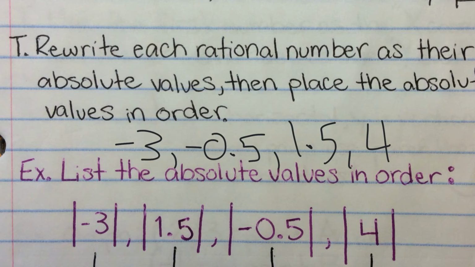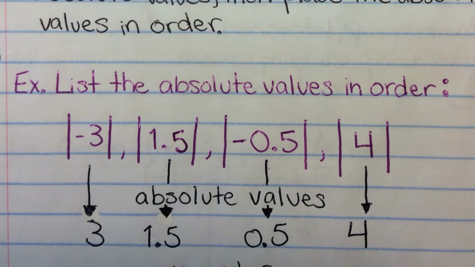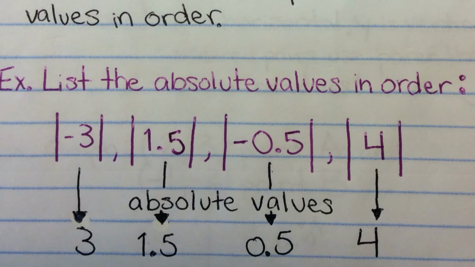However, we need to do that. And remember, the task says to rewrite them all as their absolute values. We've done that down here. So, this negative 3 here is 3 units away from 0. So the absolute value is 3. 1.5 is 1.5 units away from 0, so that stays the same. Negative 0.5 is 0.5 units away from 0. And 4 stays a positive 4 units away from 0.